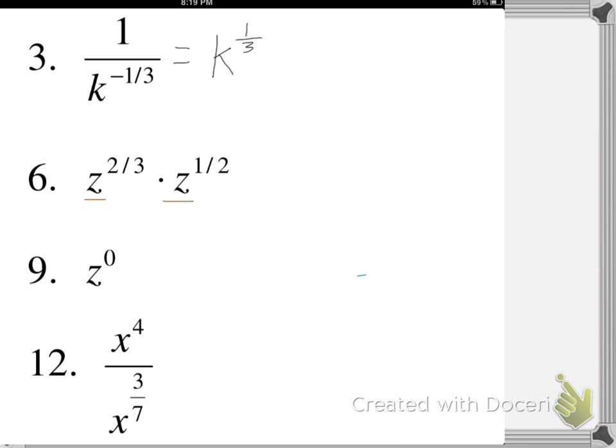Here we have common bases, z and z. So we can add the exponents. Since we're multiplying, we can add the exponents. So we get z to the 2/3 plus 1/2. And so we have to get a common denominator in these fractions. So let's go ahead and do it below. We'll do this algebra beneath it, 2/3 plus 1/2.